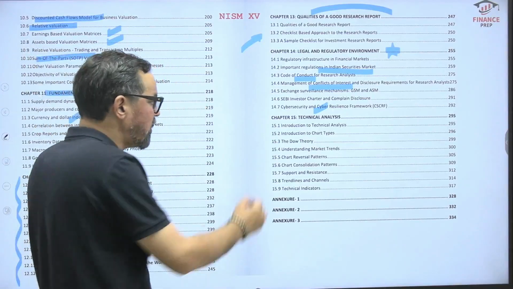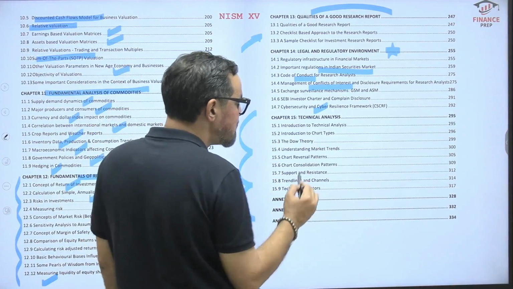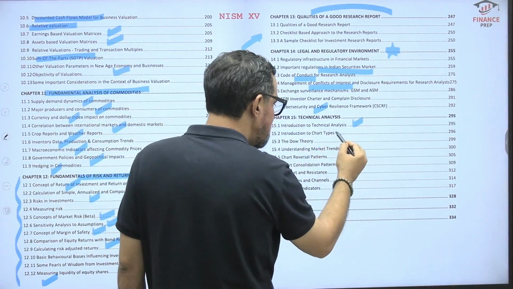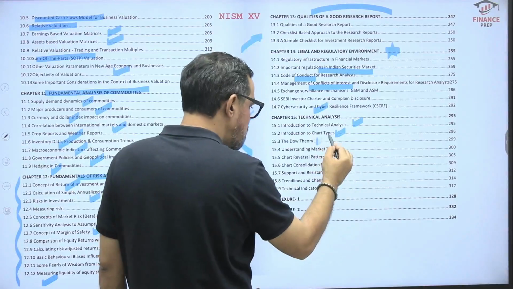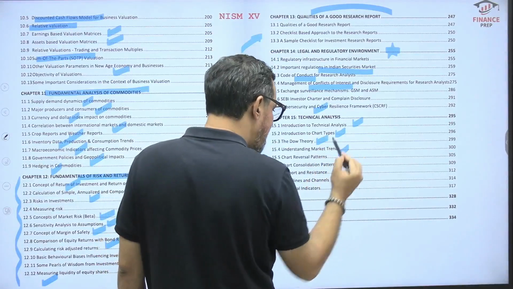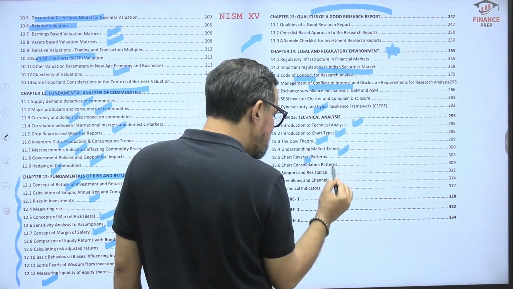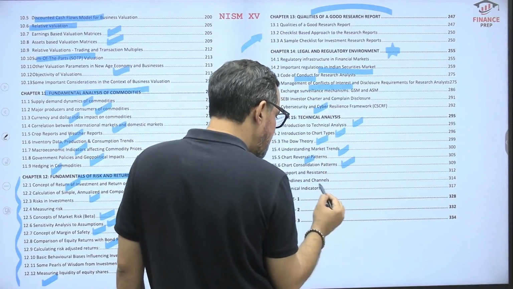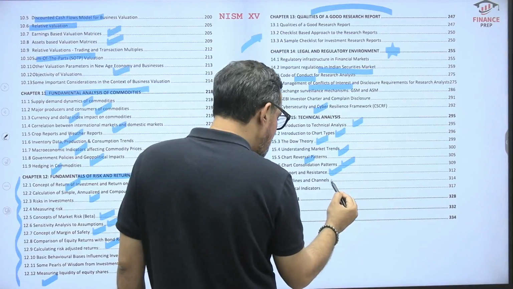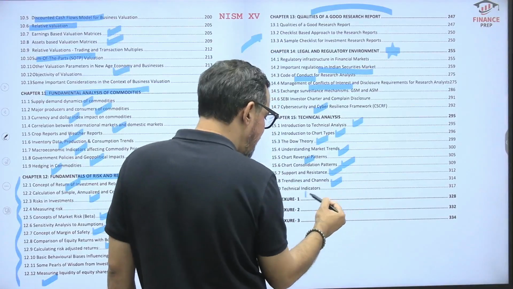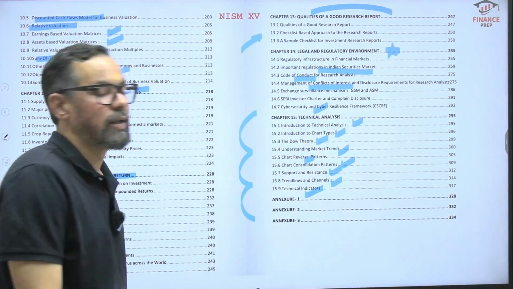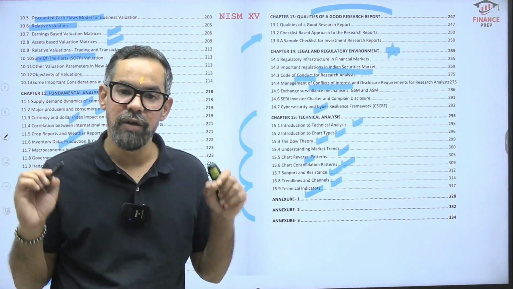The final unit is all about technical analysis, introduction of technical analysis, different types of chart, Dow theory. Then we have understanding market trends, chart reversal pattern, chart consolidation pattern, support and resistance. Then we have trend lines and channel and your technical indicators, right? Very, very interesting module, guys.